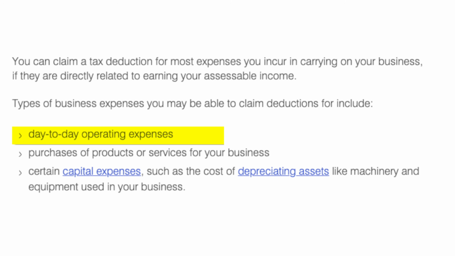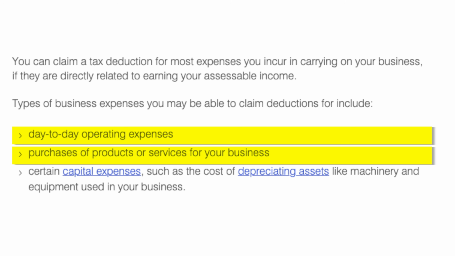So they say the day-to-day operating expenses of a business, purchases of products or services for your business, and certain capital expenses such as the cost of depreciation in assets like machinery and equipment used within your business.